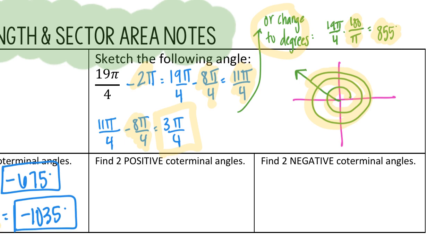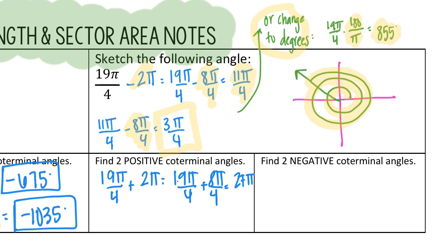If we wanted to find two positive coterminal angles, we can take 19 pi over 4 and add 2 pi, which is the same as taking 19 pi over 4 and adding 8 pi over 4. Add straight across, and we get 27 pi over 4. You could keep adding 8 pi over 4, so take 27, add 8, get 35 pi over 4. Those are just two options. If you got different ones, it doesn't mean you're wrong.